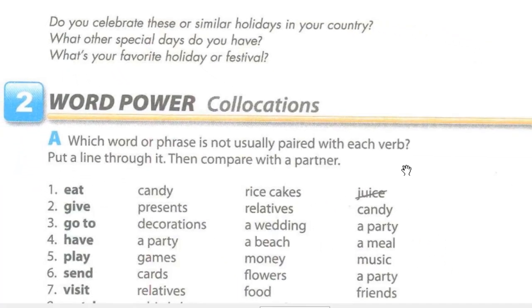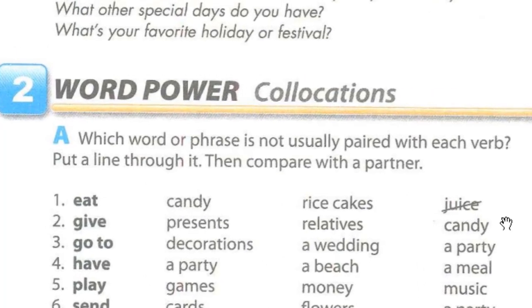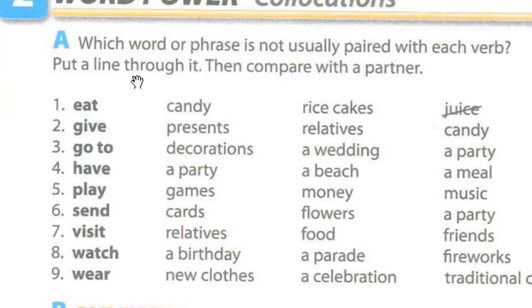Okay, word power collocations. Which word or phrase is not usually paired with each verb? Put a line through it, then compare with a partner. Okay, number one, eat. Eat candy, good. Eat rice cakes. Eat juice, no.